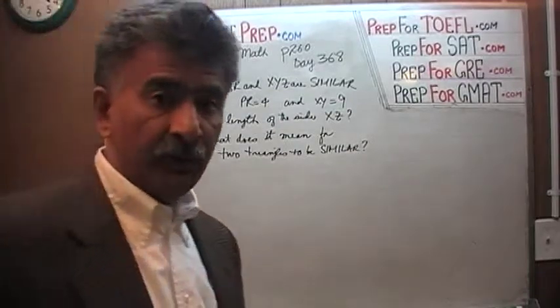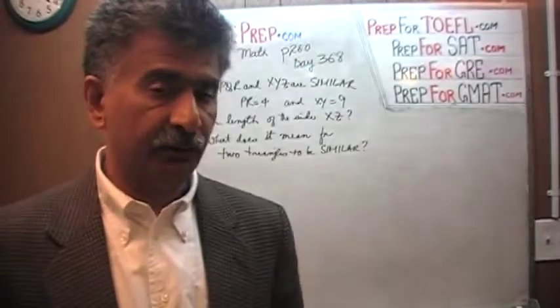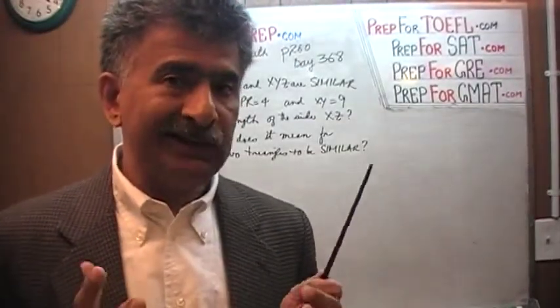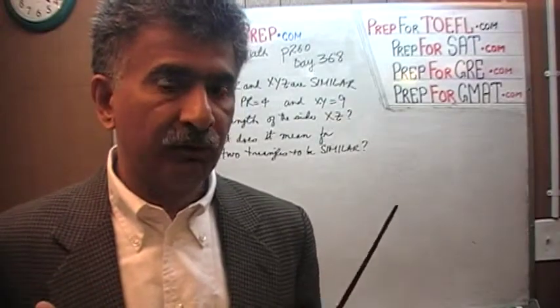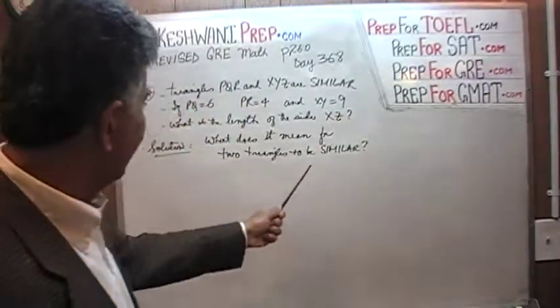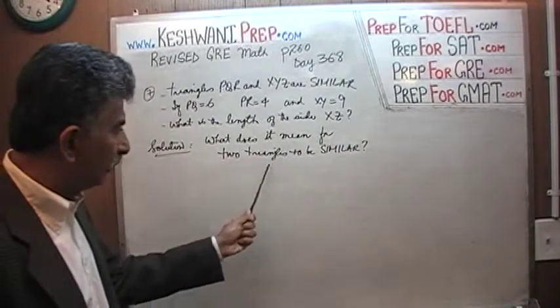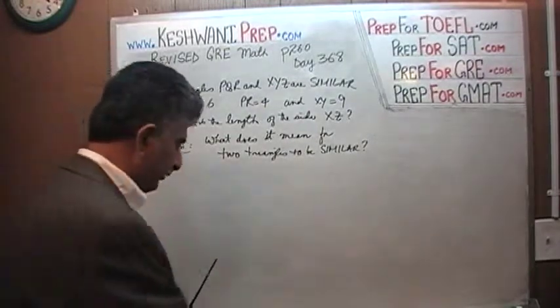Well, the very first thing we need to understand here, the concept that they're testing, is what it means for two triangles to be similar. What does it mean for the two triangles to be similar? Well, this is a pretty straightforward concept.